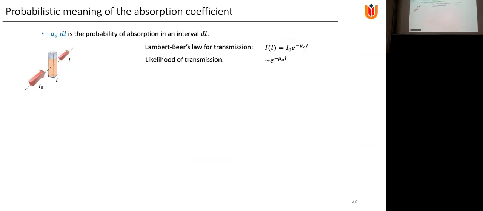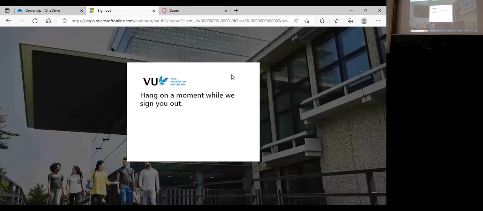All right. So let's then continue with Lambert-Beer's law. So the likelihood of transmission, or likelihood of not absorbing, is then... wow. What did I say?